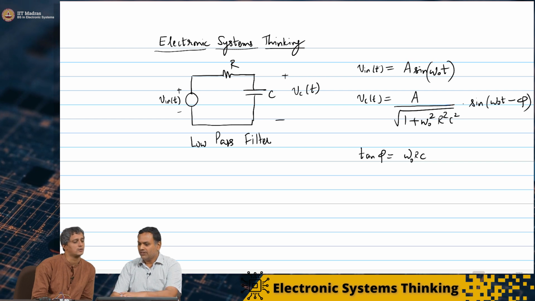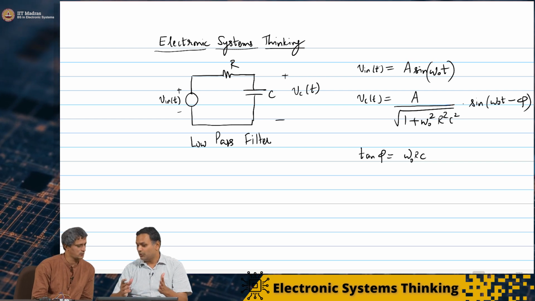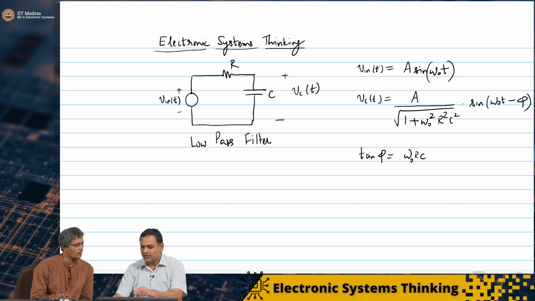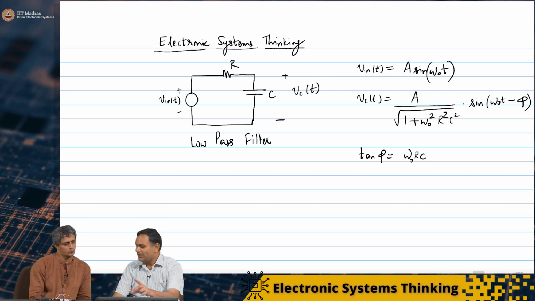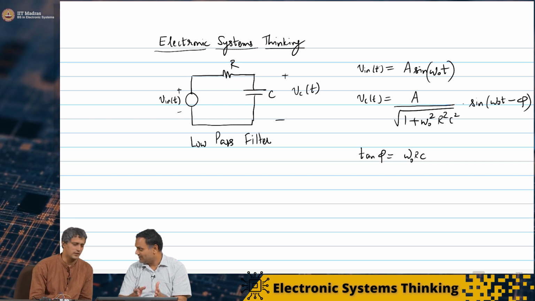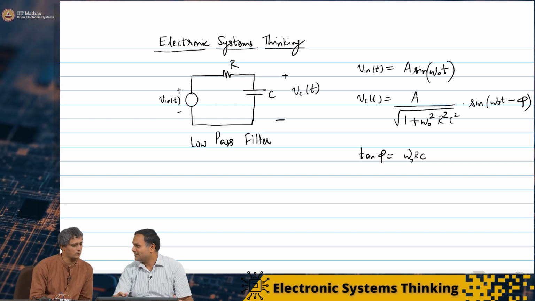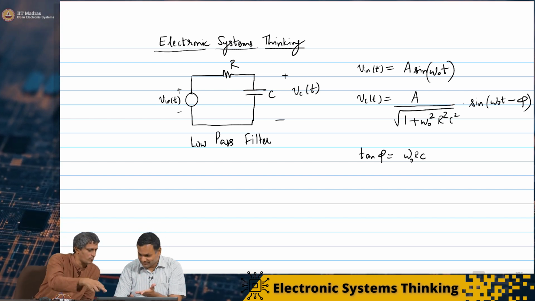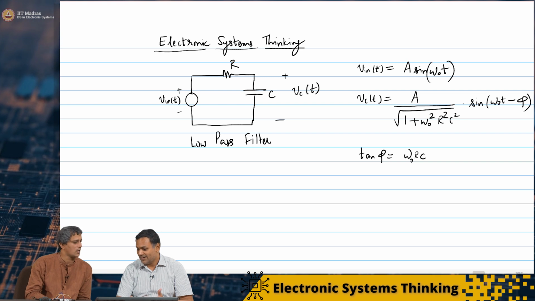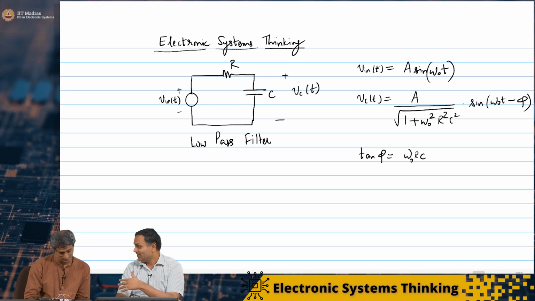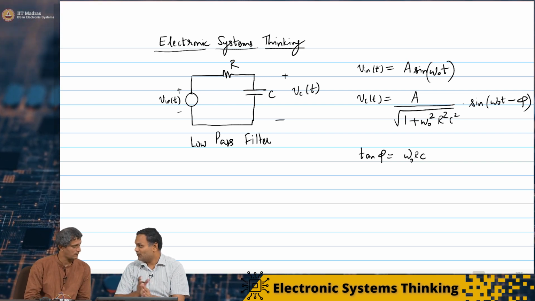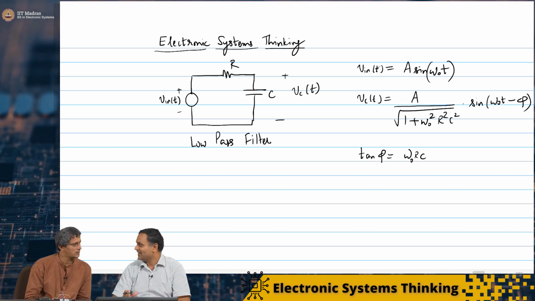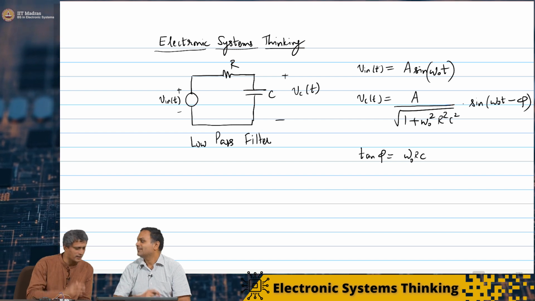In fact, we did the experiment. We put in sinusoids of the same amplitude and kept varying the frequency, and found that the input voltage gets replicated across the capacitor for low frequencies. As you keep increasing the frequency, the amplitude keeps diminishing because of this a by root of 1 plus omega naught squared R squared C squared. We also saw the phase shift. On the oscilloscope, we saw the delay kept increasing until it stopped, and the phase saturates at 90 degrees.